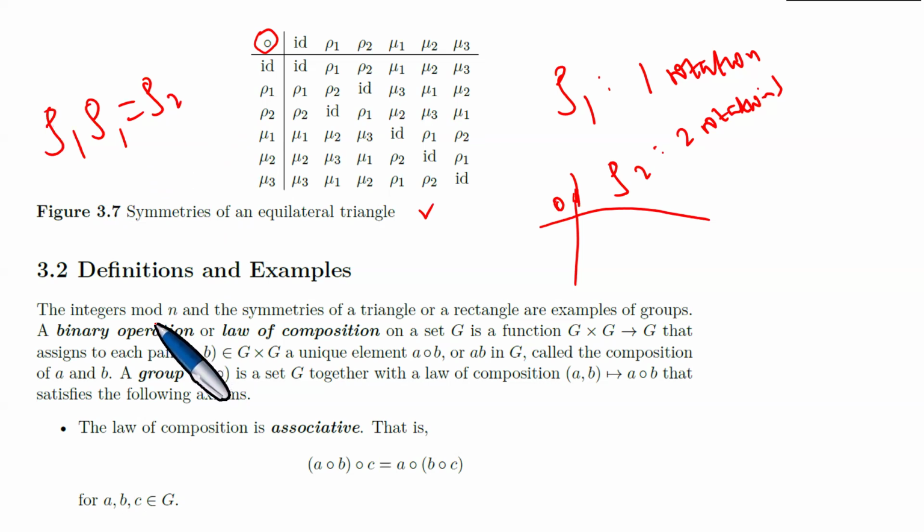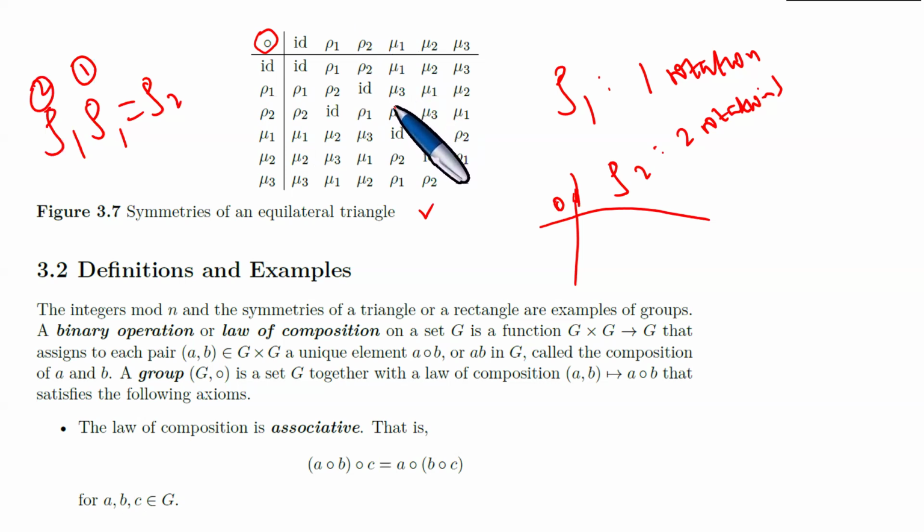Right, so we have already discussed the fact that we actually do this from right to left. So do rho 1, then you do rho 2. We shall discuss this in detail, but if you do rho 1, then rho 2, it becomes the identity. Rho 1, mu 1 is mu 3.